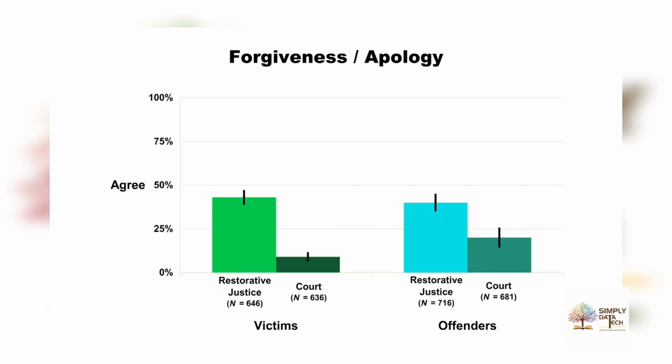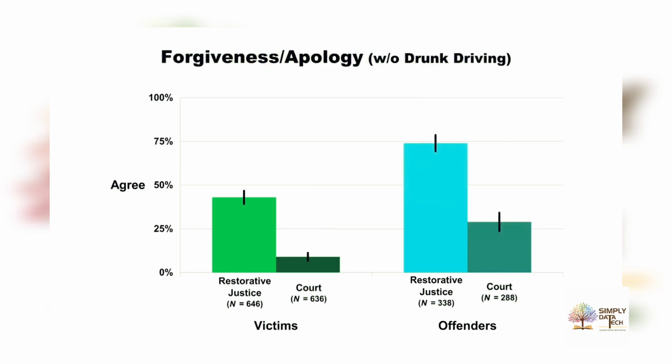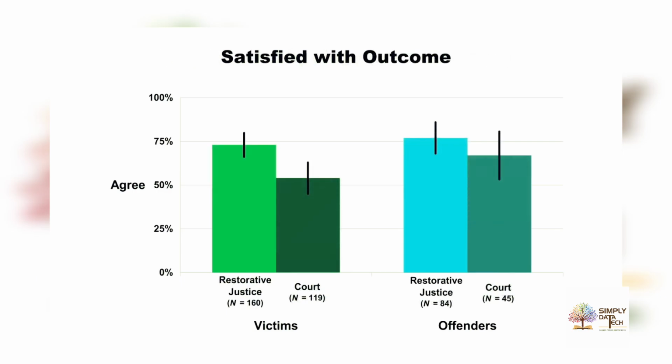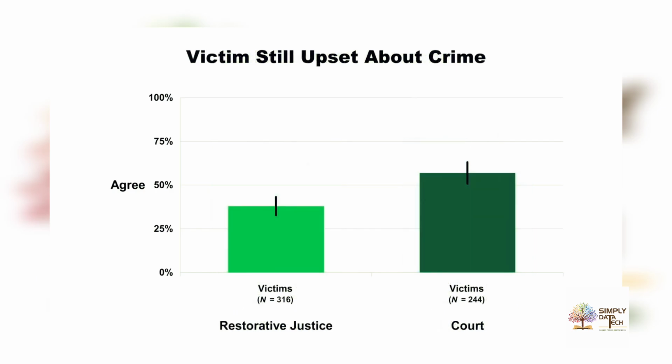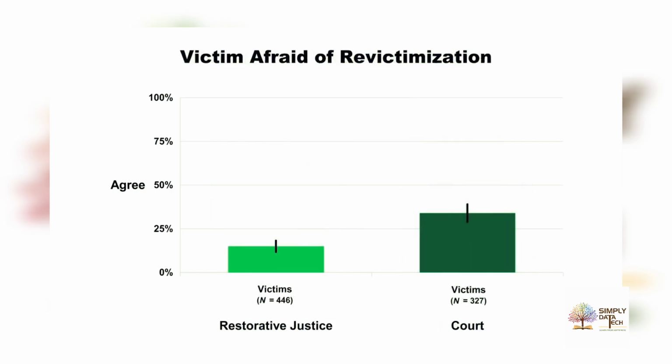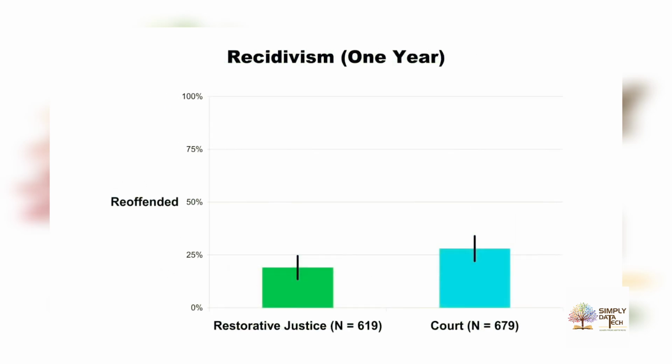Now, it also turns out that I need to qualify this a little bit because a bunch of the studies included drunk driving with no injuries or accidents. When we take them out, we see a huge change. And then we can go to whether a person's satisfied with the outcome. Again, we see an advantage for restorative justice. Whether the victim is still upset about the crime, now the bars are a little different. And whether they're afraid of re-victimization, that's over a 2-to-1 difference. And then finally, recidivism for offenders, or re-offending. And you see a big difference there.